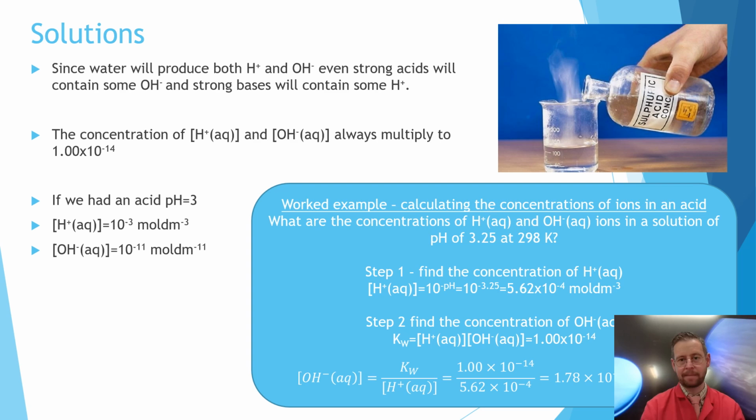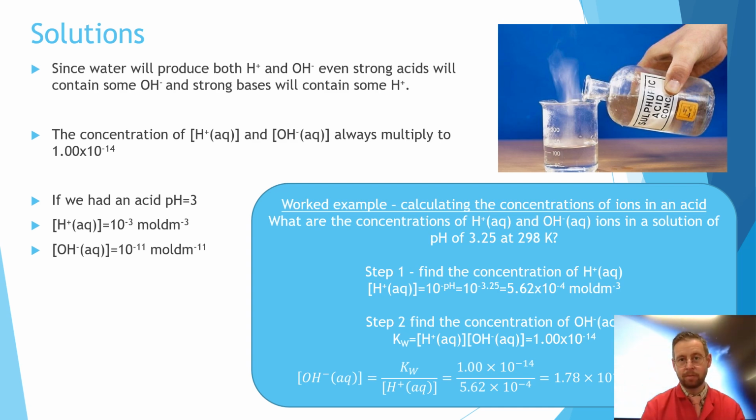Now here's a worked example that will show you how we do that. So imagining that we have a pH of 3.25, we want to know what are the concentrations of H plus and OH minus ions in this solution. Don't get wrapped up in, well, what acid is this? Why is this pure water, or is this an acid? We're saying that this is something dissolved in water.